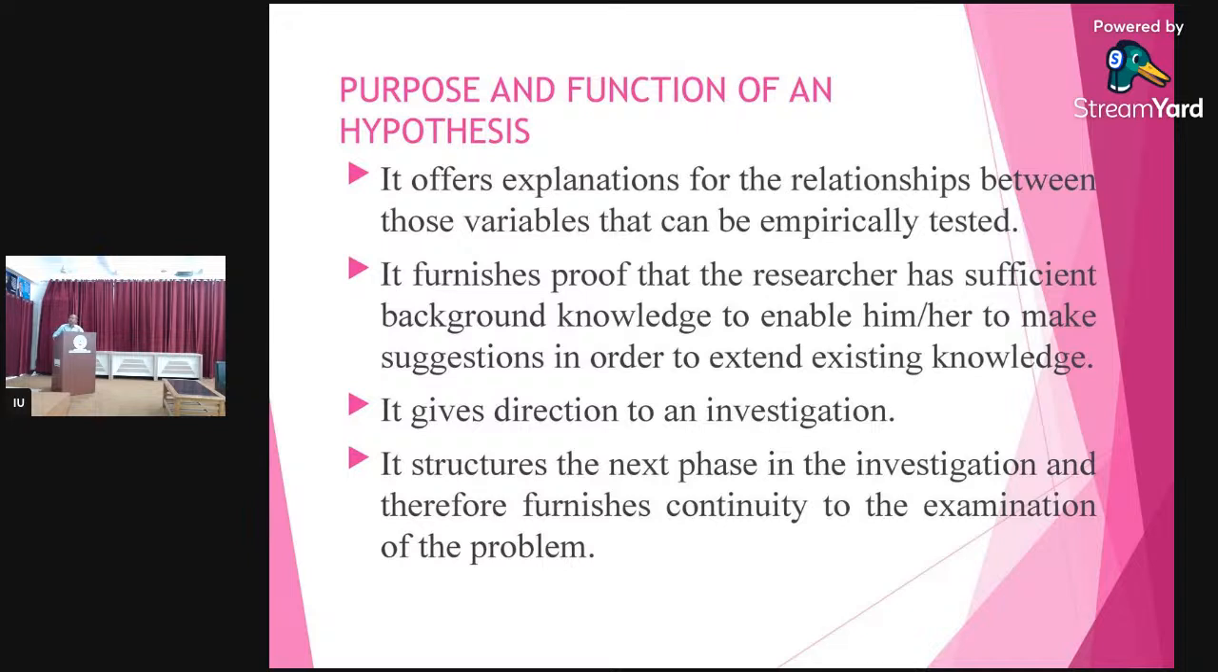So the relationship between the variables that can be empirically tested, like there is no significant relationship between your SES, socioeconomic status, and your achievement or your performance in the examination. There is no significant relationship between socioeconomic status and your achievement in examination. This is the relationship between the two variables, in which one variable is socioeconomic status and another is your achievement or your performance. So this is the relationship between variables.